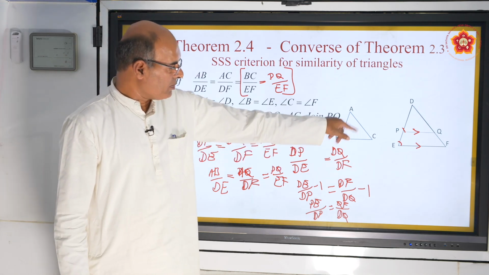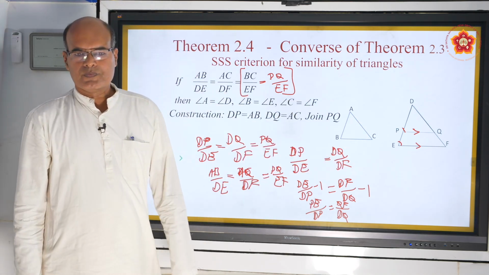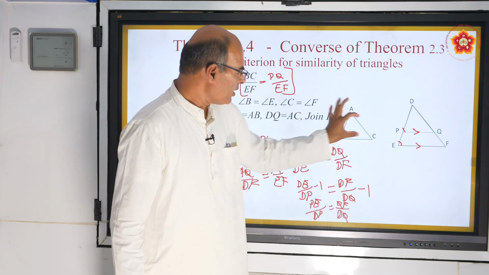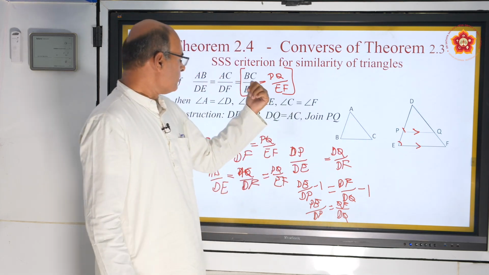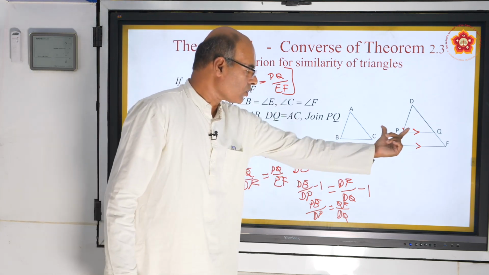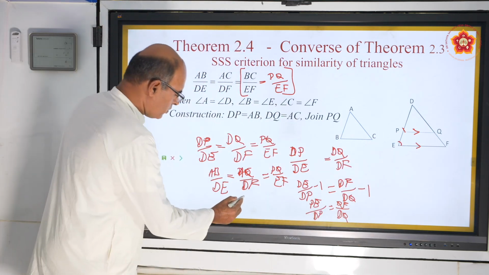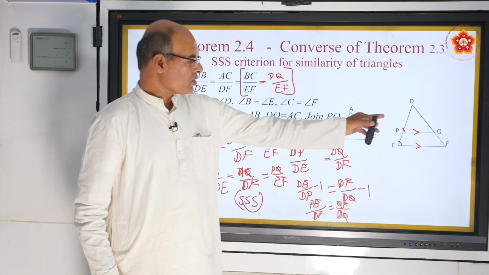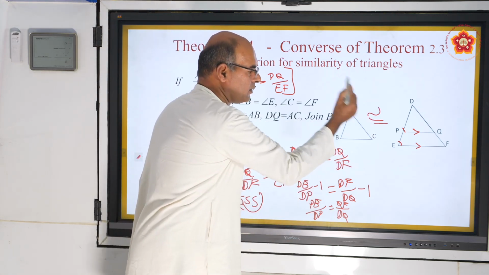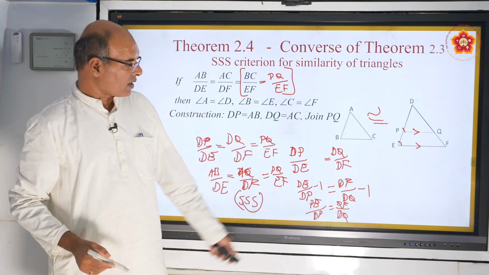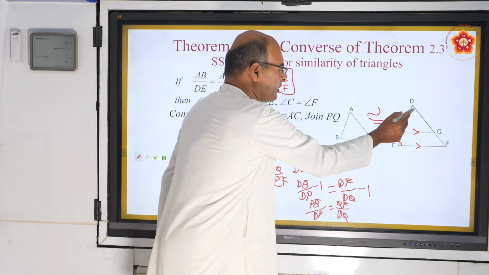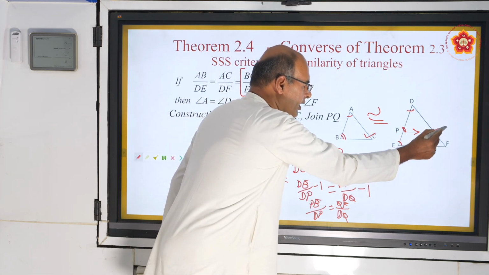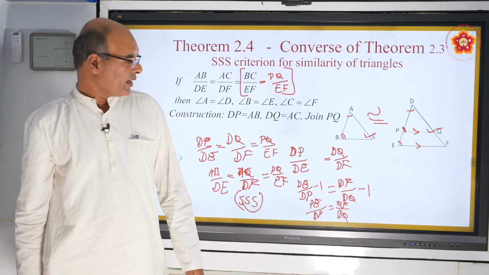Can you now tell that triangle ABC is congruent to triangle DPQ? Yes. So we know that DP is equal to AB, AC is equal to DQ. We proved just now that BC is equal to PQ. So therefore, on the basis of SSS criterion of congruency of triangles, these two triangles are congruent. As these two triangles are congruent, now we can write angle D is equal to angle A, angle P is equal to angle B, and angle C is equal to angle Q, the corresponding parts of congruent triangles.